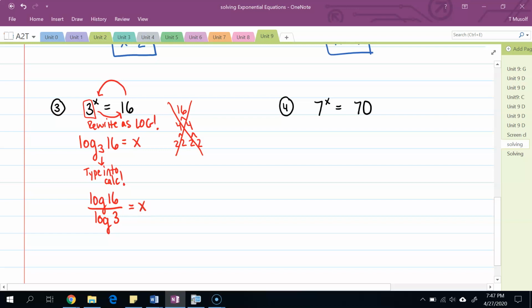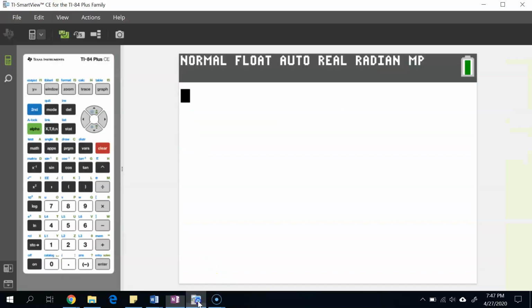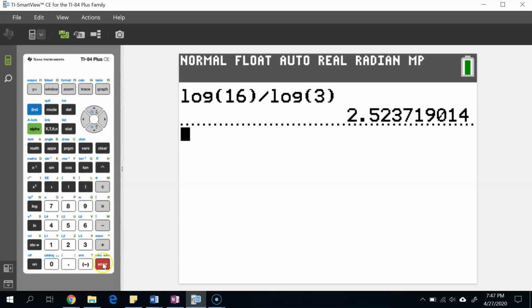And then that's what I would type into my calculator, and I'll show you how to type it in. I'm going to type the log button, and then 16, remember to close the parentheses, divided by, and then log of the 3. And technically, here's my answer, 2.52.